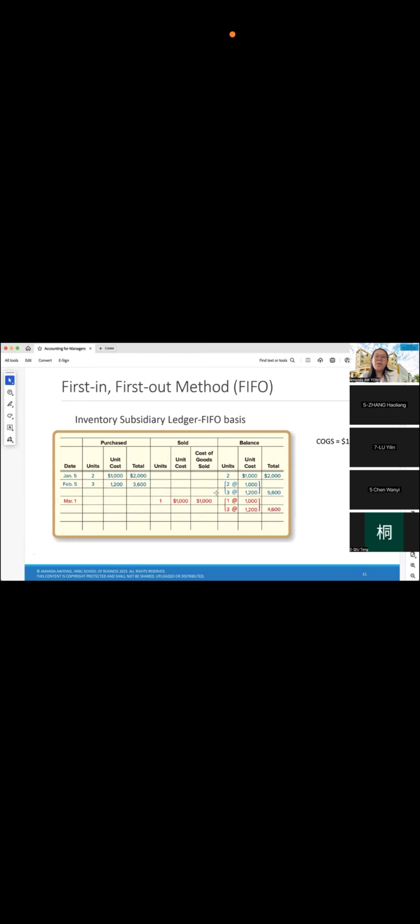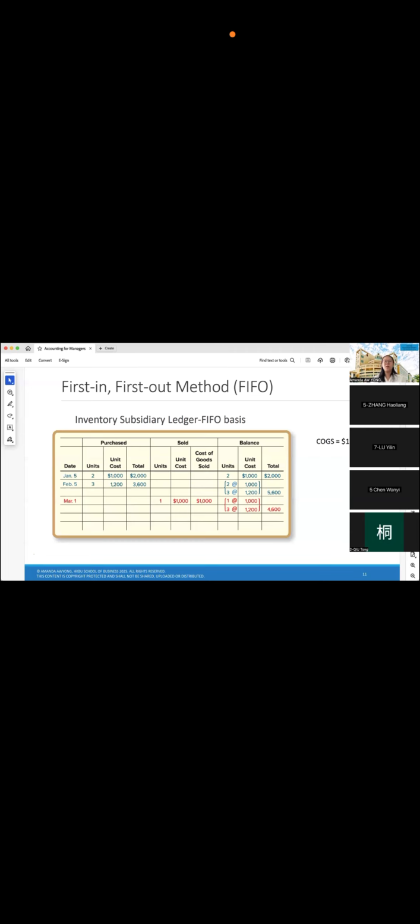Okay. 1st of March, right, we sold 1 unit, and we know that first in, first out, the first unit that we bought cost $1,000, and so our unit cost would be $1,000. Okay, and the balance would be, out of the 2 units at $1,000, we sold one of it, meaning that we have one left, and so the balance is 1 unit at $1,000, and the remaining 3 units at $1,200.